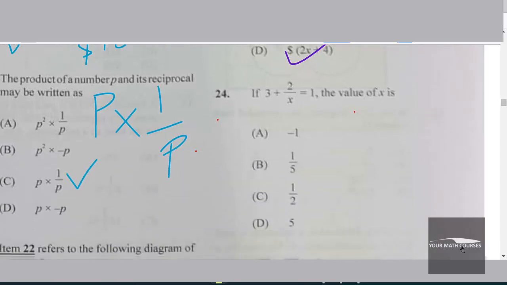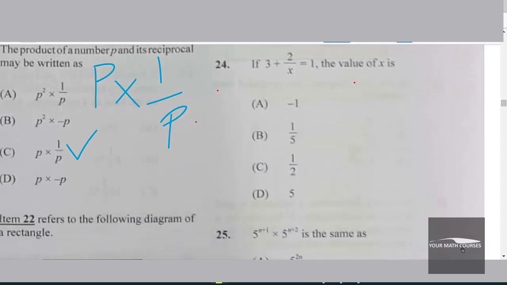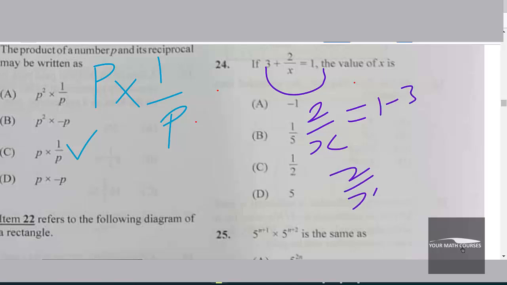Now let's look at number 24. 3 plus 2 over x is equal to 1. The value of x is, so let's group like terms by sending the 3 here. So we will have 2 over x is equal to 1 minus 3. So 2 over x will be now equal to negative 2.